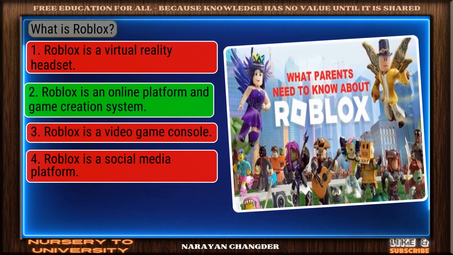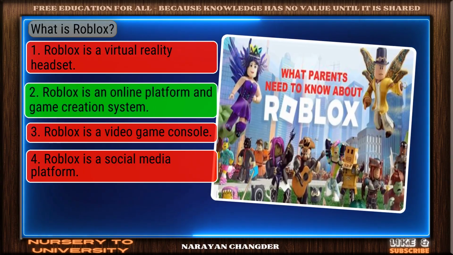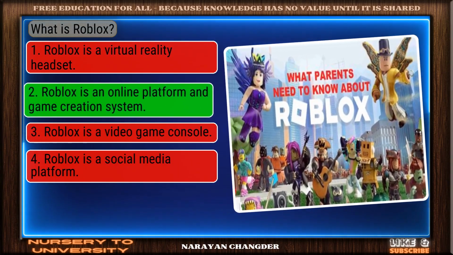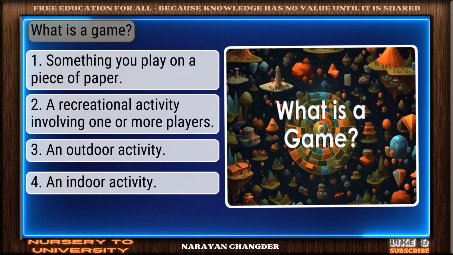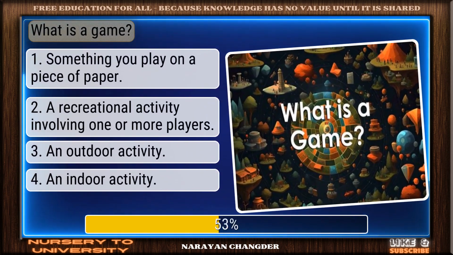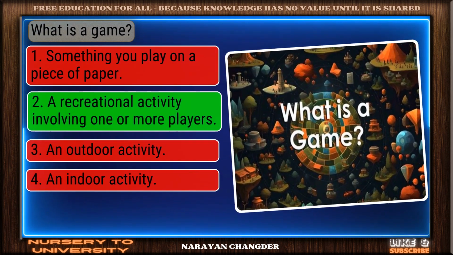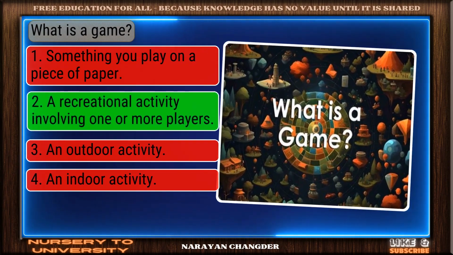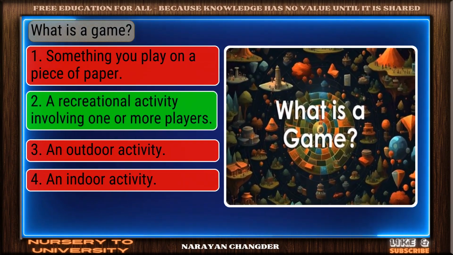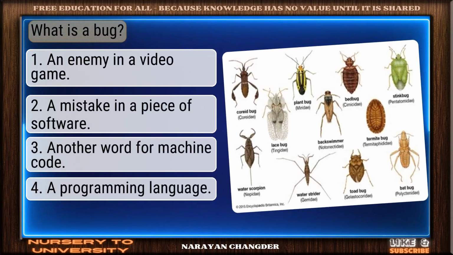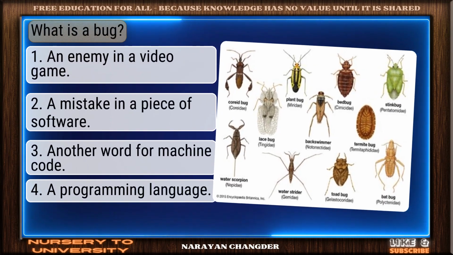Nice work. You chose, Roblox is an online platform and game creation system, and it is correct. Question number 78. What is a game? Correct. A recreational activity involving one or more players is the right answer. Question number 79. What is a bug?